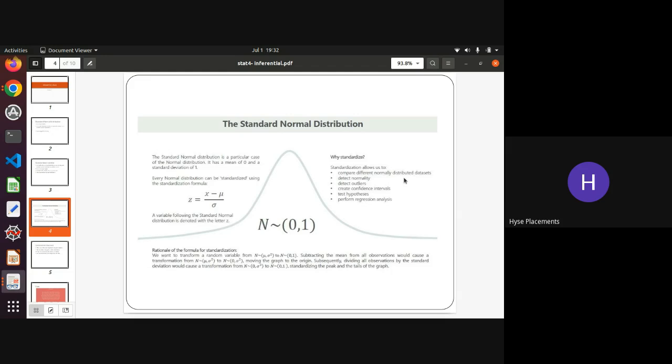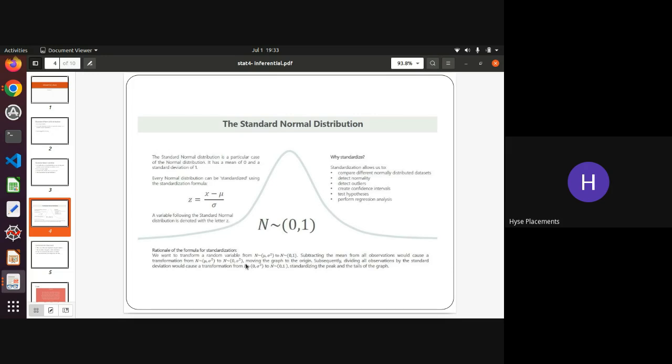Okay, subtracting the mean from all observations would cause a transformation from... see, this is the thing actually. So now what we are doing is converting the entire distribution from mu comma sigma square to 0 comma 1. How are we doing it? Subtracting the mean from all the observations would cause a transformation from mu comma sigma square to 0 comma sigma square.